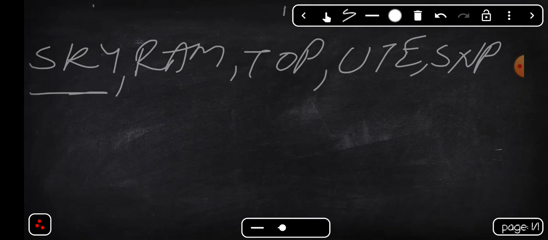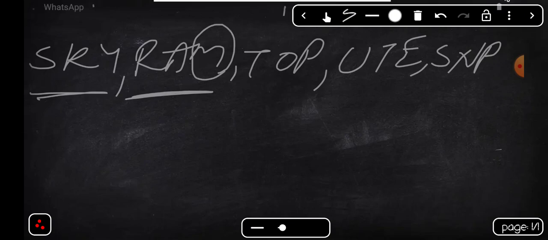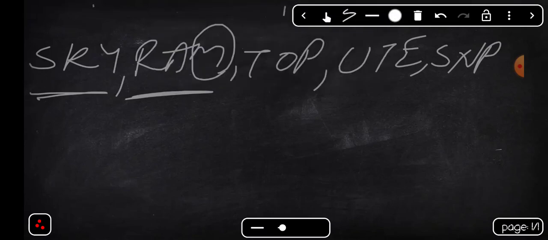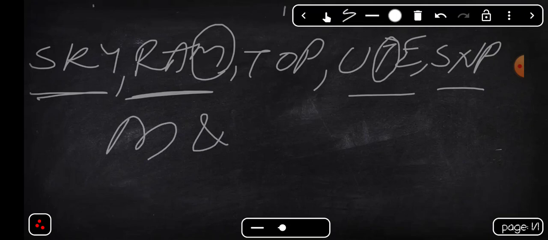This is the left end. This is the first word, this is the second word. The third letter of the second word is M. Then the second letter of the second word from the right end: this is the right end, this is the first word, this is the second word. The second letter of the second word from the right is T. That means M and T.